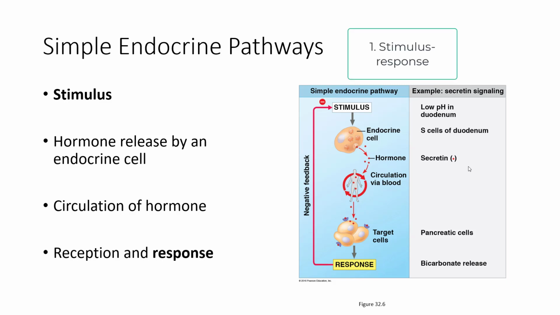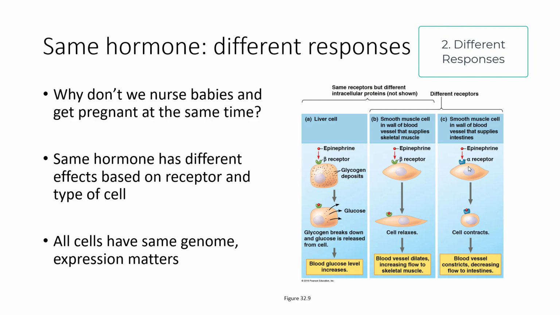Cells that receive this stimulus will then release certain hormones. An example would be secretin, which is circulated in the blood and then received by pancreatic cells, causing the response of a bicarbonate release. This is just how a simple endocrine pathway would work. The same hormone can cause different responses.